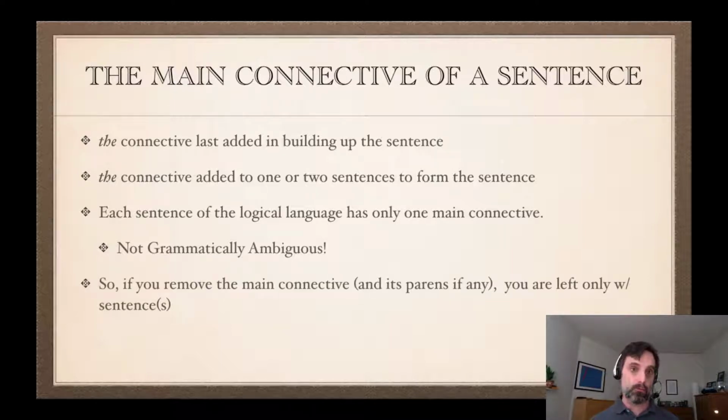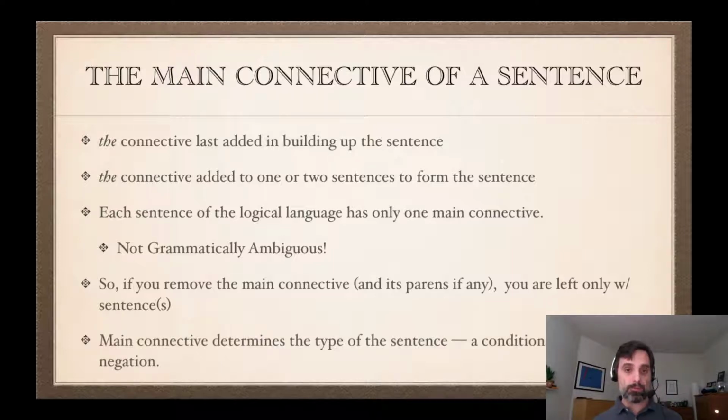And note that this gives us a little test if we want to know what is the main connective. It's the one that, if we remove it, and if it's a conditional the external parentheses, then we're left with the right stuff. There's a rule that goes with this connective. It says you have to have two sentences or you have to have one sentence. And if that's what you have when you remove the connective, then indeed that was the main connective. And we'll see how to use this test later on.